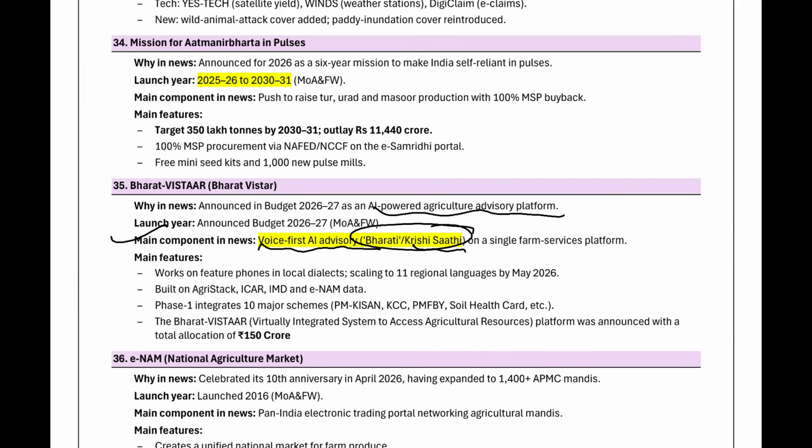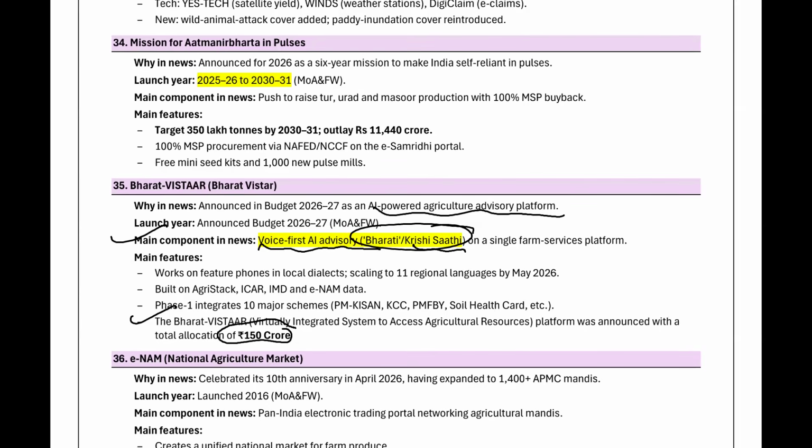You have to remember the exam keyword: AI is being applied to agriculture, right? What does Bharat Vistar mean? It is providing AI to agriculture. You can understand it by memory: it is a ChatGPT for farmers, a digital farming assistant. So you should remember the outlay of Bharat Vistar. This is the Virtual Integrated System to Access agriculture resources, announced with a total allocation of what?